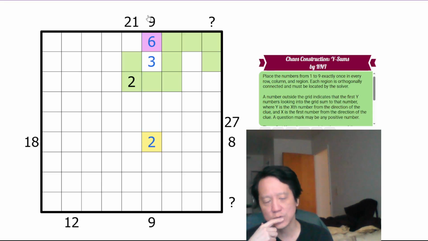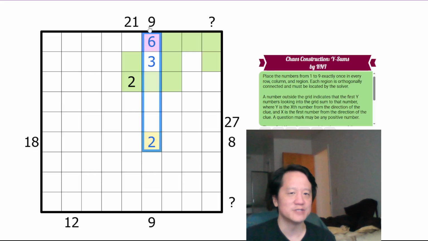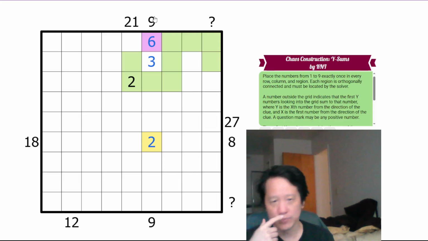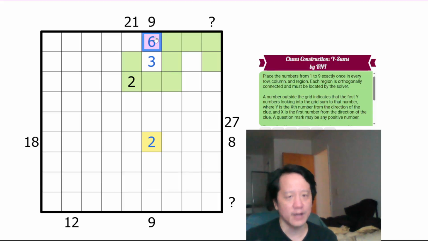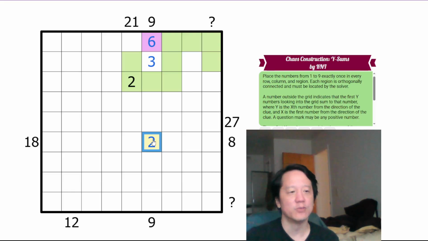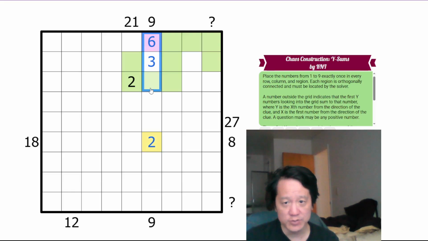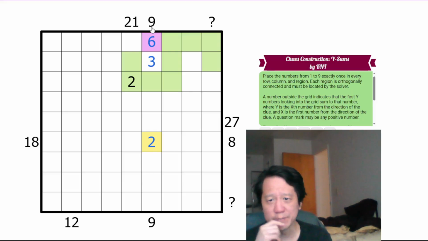That is the clue. So normally in x sums, this would say the first 6 digits must add up to the clue outside of the grid. But we have one step removed from that, which is we have an x here, which is 6, and that tells us the position of y, and then y tells us the number of cells seen from this clue which must add up to the clue. Hope that made sense.